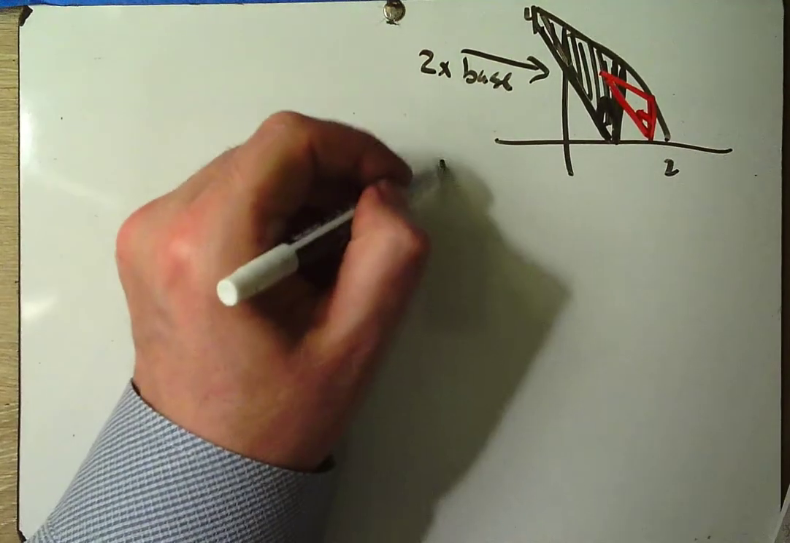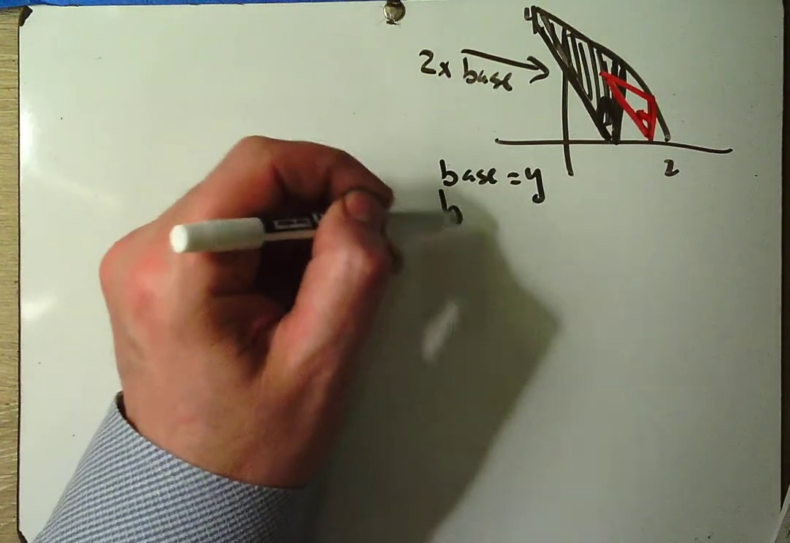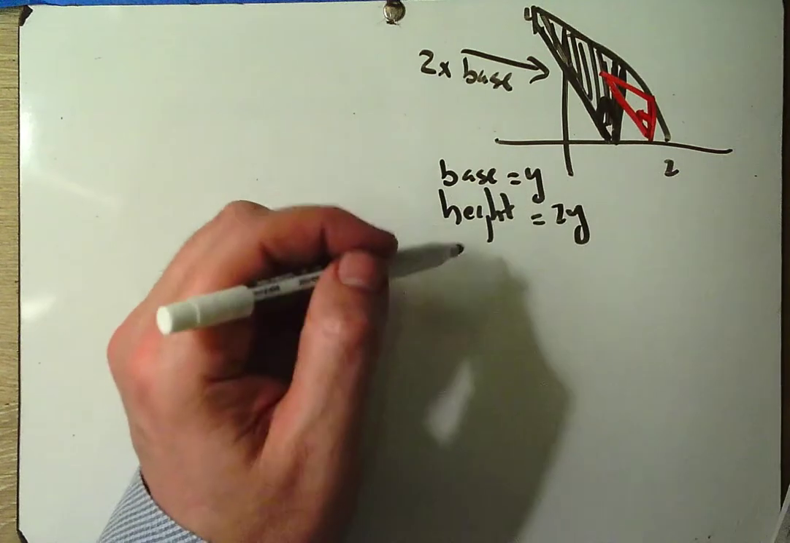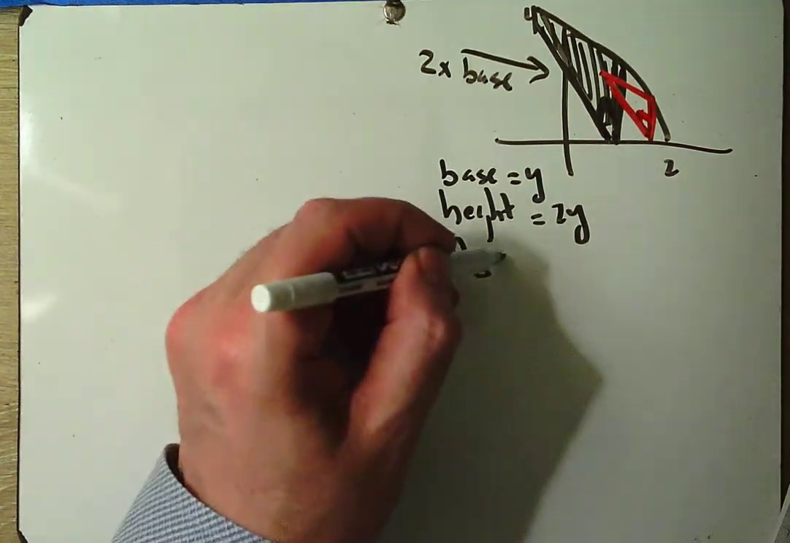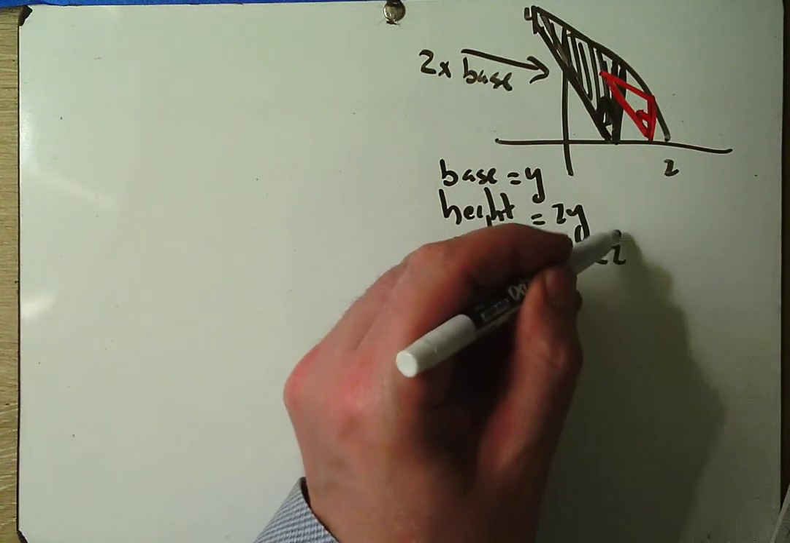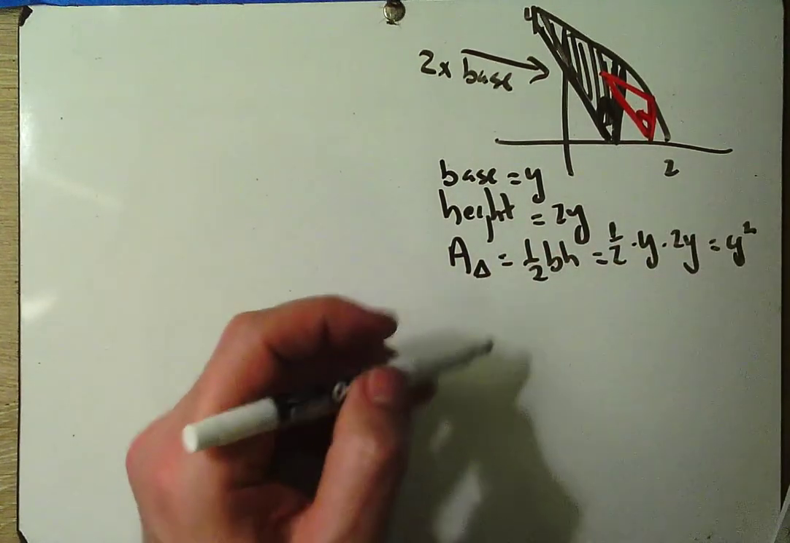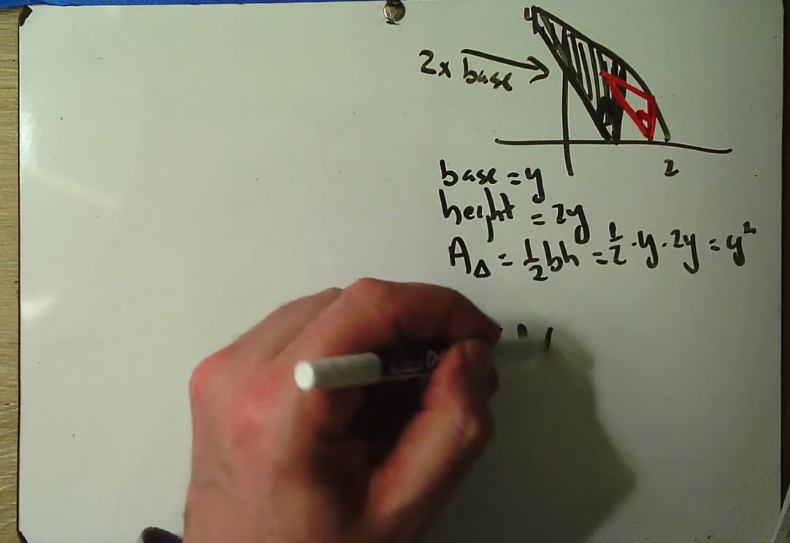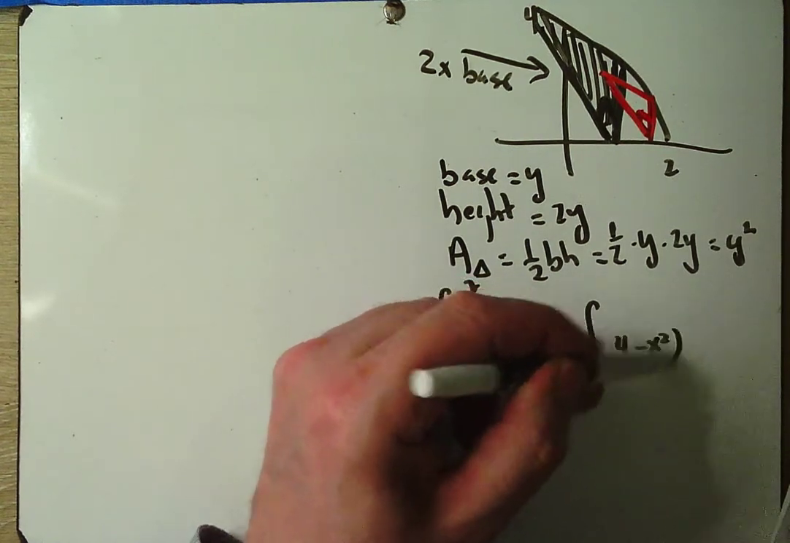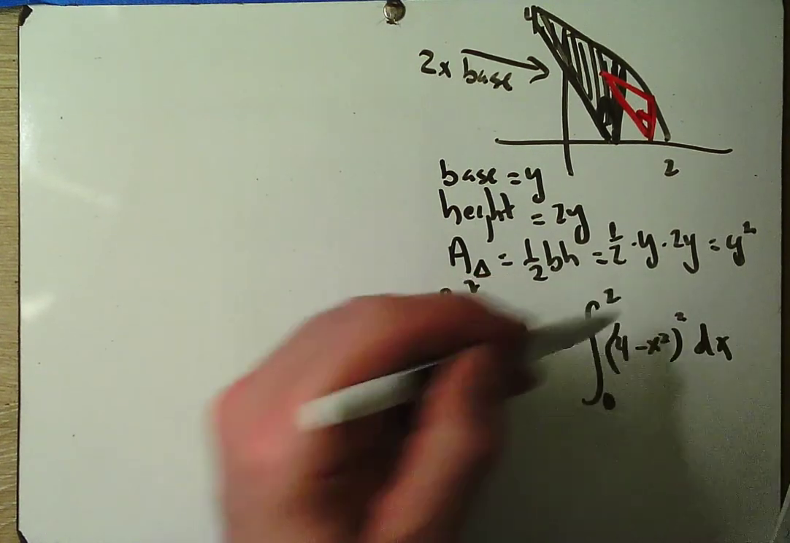So we know that the base is our y value, and the height we said was 2 times the base, or 2y. The formula for the area of a triangle is 1/2 base times height, or in our case, 1/2 y times 2y, or y squared. So I'm integrating y squared dx from 0 to 2. What was our y equal to? 4 minus x squared. Don't forget the squaring. dx from 0 to 2.